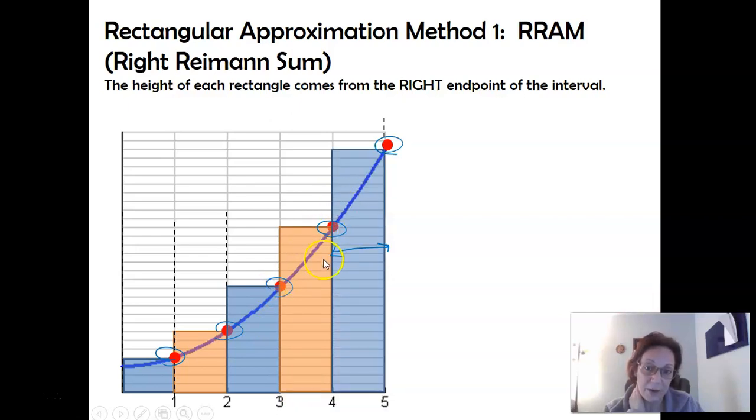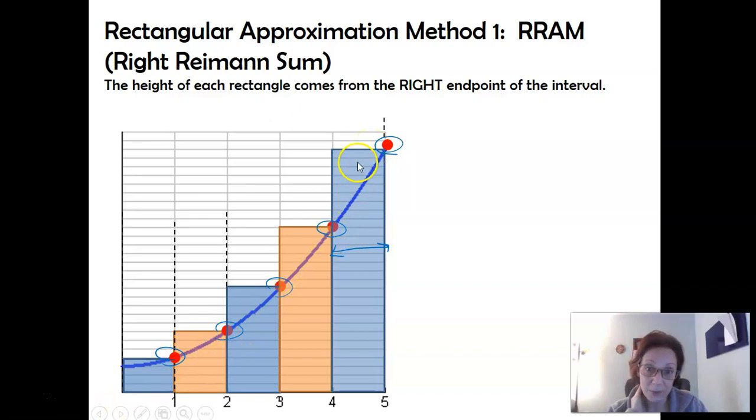So I'm going to find the area of each one of these individual rectangles, which shouldn't be too bad considering they have a width of 1, all of them, right? All I have to do to get their areas is find their heights, really, and add them up.